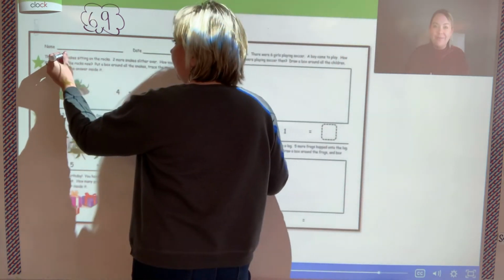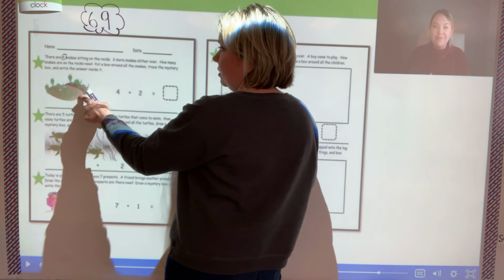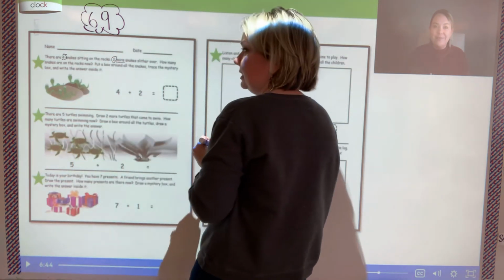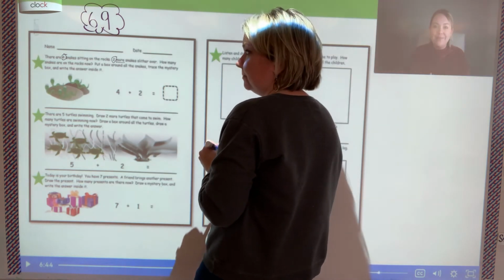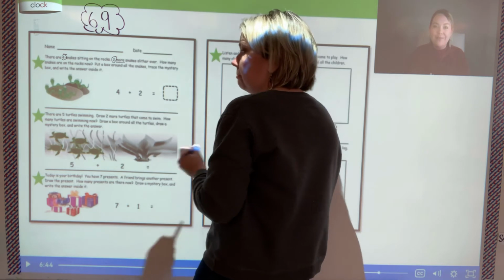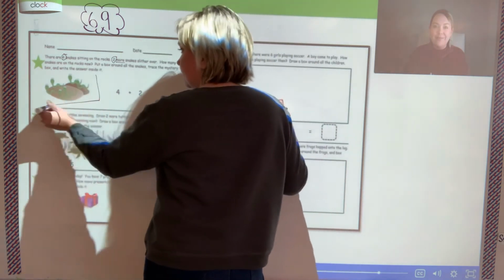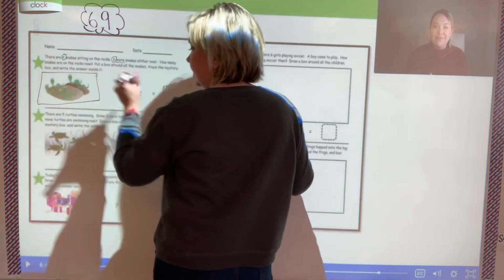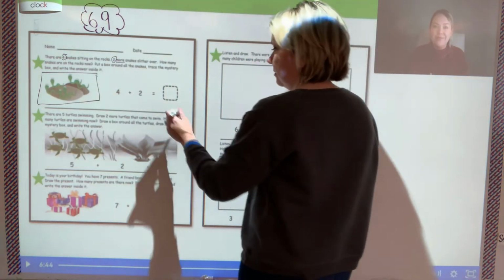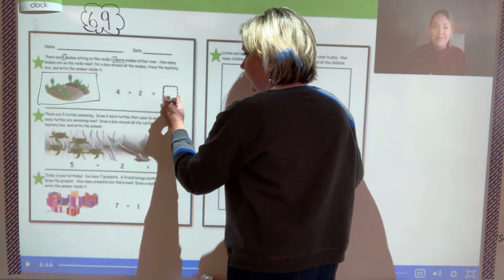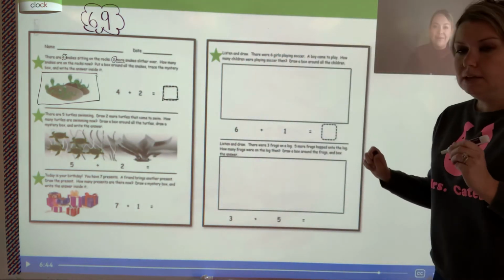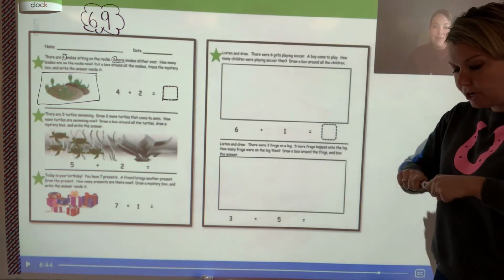So, there are 4 snakes sitting on a rock. 2 more snakes slither over. How many snakes are on the rock now? Put a box around all the snakes. Trace the box around the mystery answer. Now, let's use the strategies.